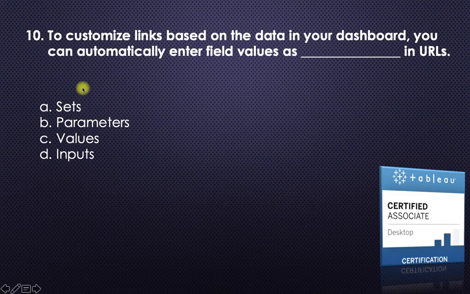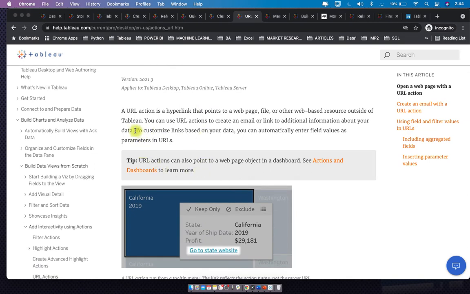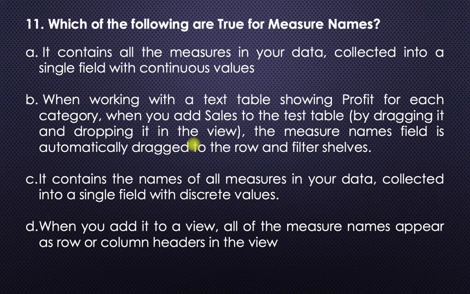Then to customize links based on the data in your dashboards, you can automatically enter field values as dash in URLs. Now, definitely sets cannot be an answer, and we don't have anything like values or inputs in Tableau. So the only option left is parameters. And for more information, you can always go to Tableau help and search URL actions. And you can clearly see here to customize links based on your data, you can automatically enter field values as parameters in URLs. So this way you can use parameters in URLs. Right? So parameters is the answer.